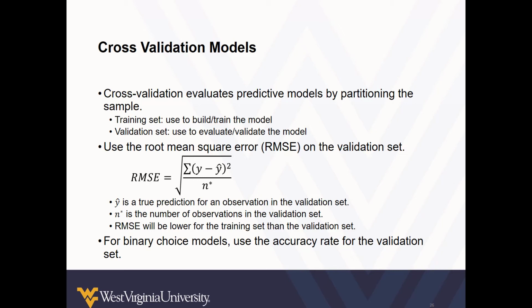Cross-validation evaluates predictive models by partitioning the sample data into a training set and a validation set. The training set is used to build the model, and the validation set is used to evaluate or validate the model. It's common to use the root mean square error on the validation set or the accuracy rate when evaluating binary choice models.